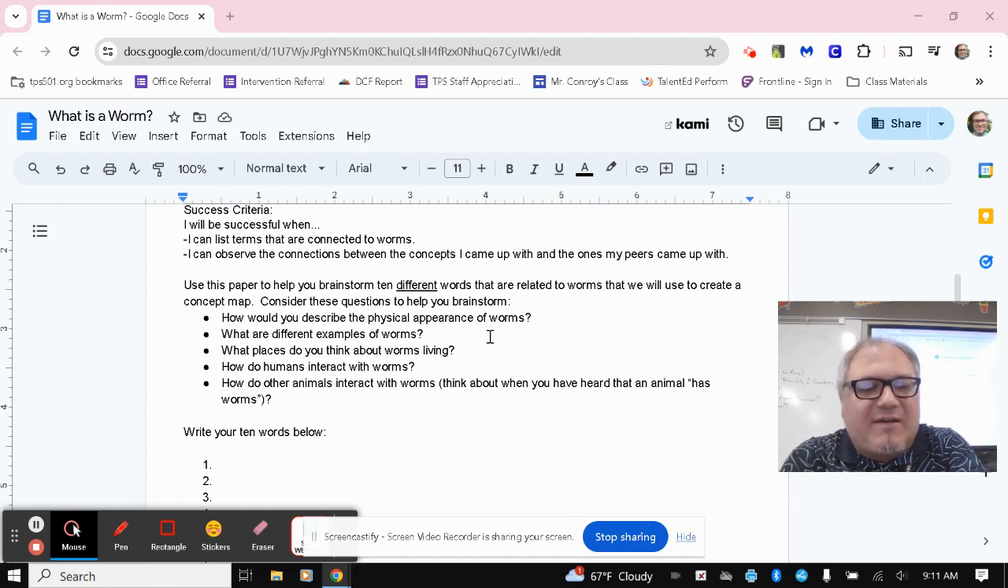What are different examples of worms? Anything that you can think of that either has "worm" in the name or that you think of as a worm. What we'll partially discover is that some of the things we think of that way fit the definitions of the groups we're looking at, and some don't. So, no matter what, any example you bring up is a good one for us to discuss and figure out where it fits in.